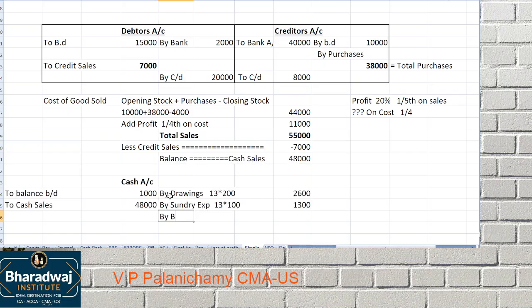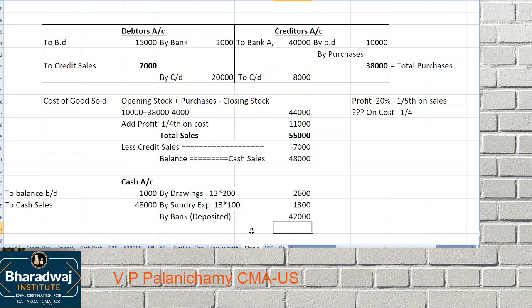Then by bank, how much is deposited into bank? How much is deposited into the bank? Look in the bank statement, it is given. Cash deposited. How much is deposited? 42,000 deposited. See whether there is any other balance. No. Balancing, where you can take the balance as cash missing.